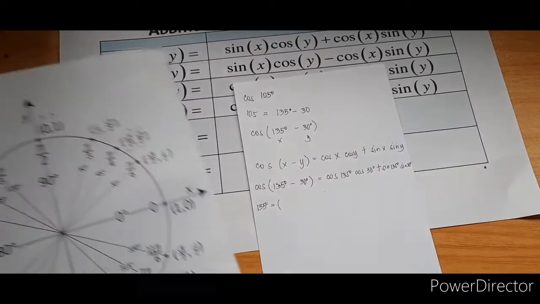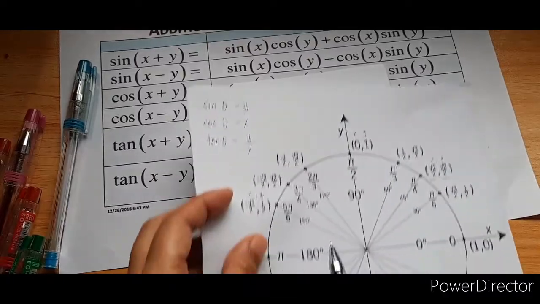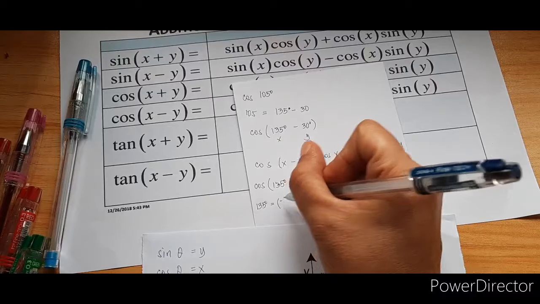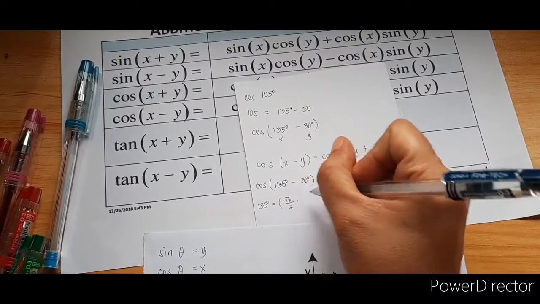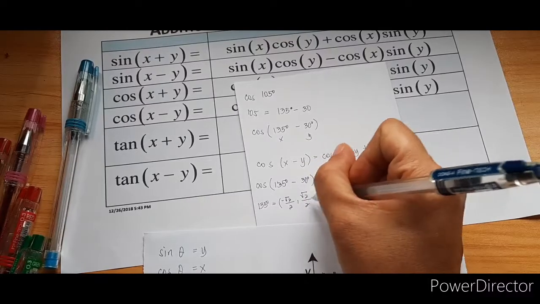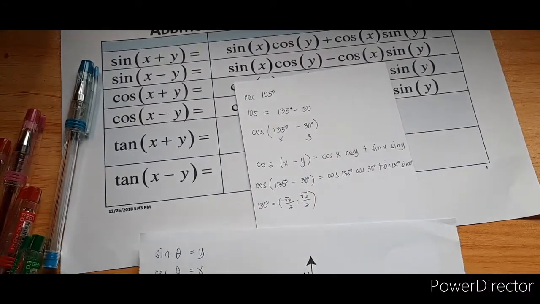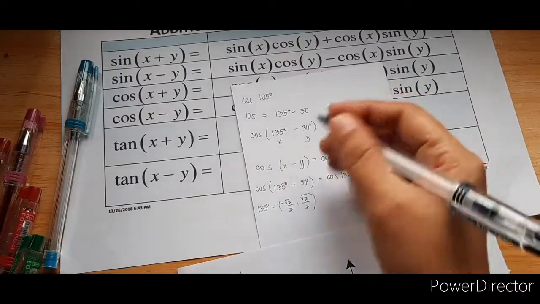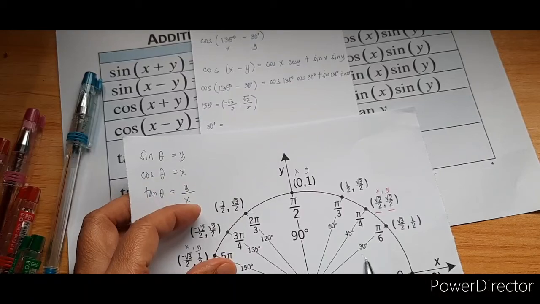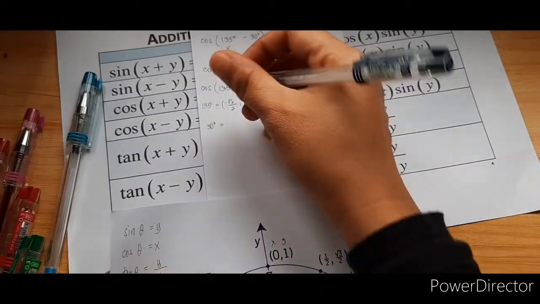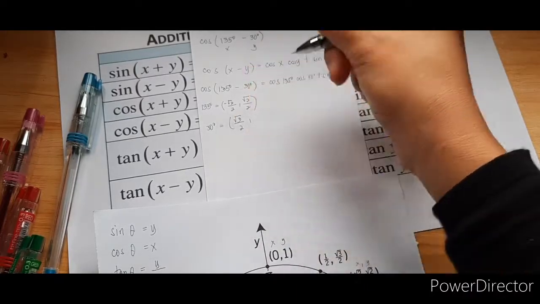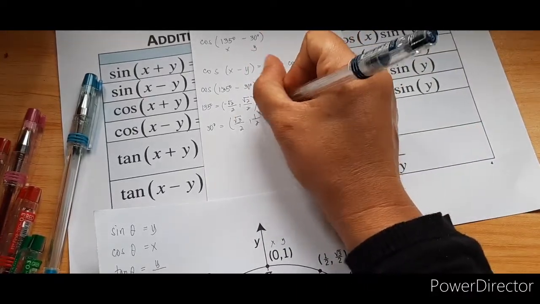Ano yung coordinates ng 135 degrees natin? Ito yung 135 degrees natin. Ang coordinates ay negative square root of 2 over 2 and positive square root of 2 over 2. Okay? And then, titignan din natin yung coordinates ng 30 degrees natin. Ano yung mga coordinates ng 30 degrees natin? So, yun yung 30 degrees natin. Square root of 3 over 2 and 1/2.